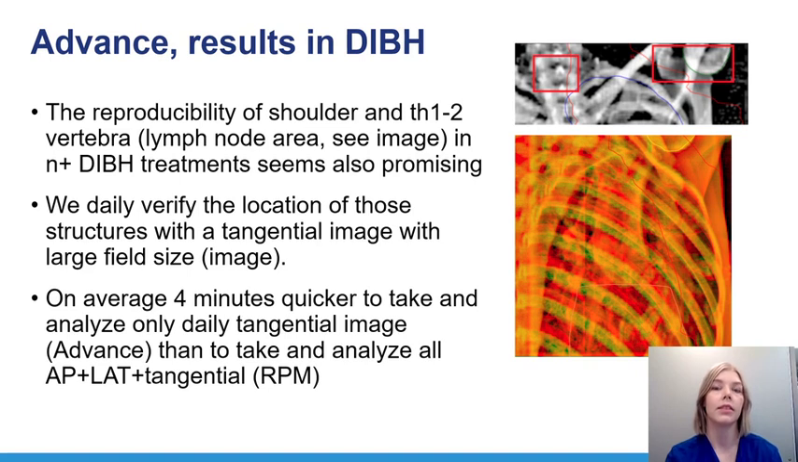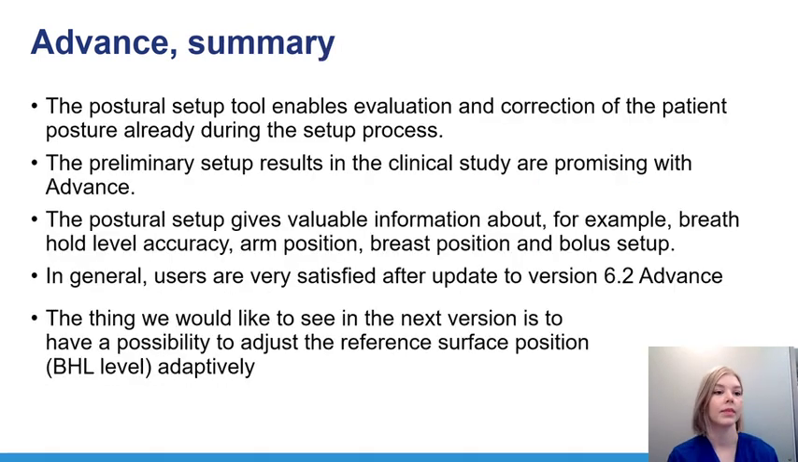Based on the studies in Tampere University Hospital, it takes on average 4 minutes less time to take and analyze only daily tangential image than to analyze all anterior, posterior, and lateral and tangential images, as is typically done with RPM. This is a remarkable time save, really, in our busy schedule.